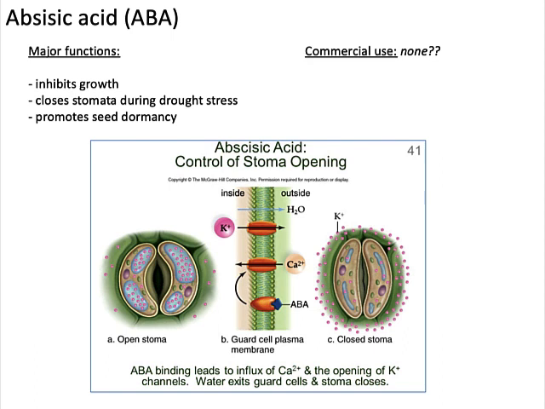Next up is abscisic acid, or ABA for short. This hormone functions to inhibit growth, to close the stomata during drought stress, and to promote seed dormancy. Now, while ABA is very important, there aren't a lot of commercial uses that I've heard of.